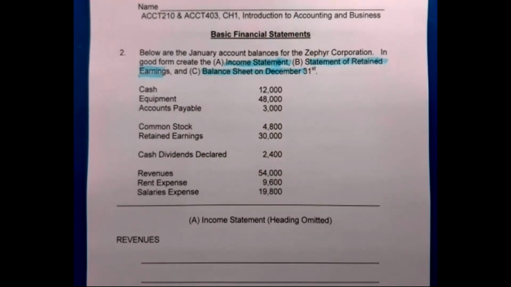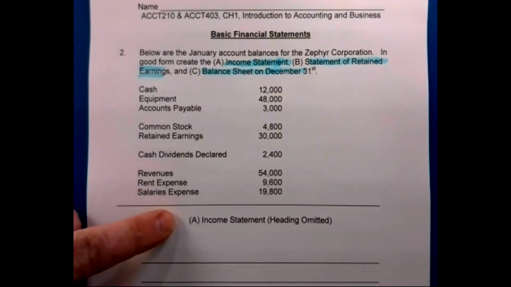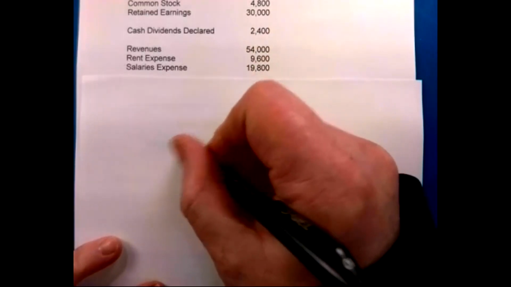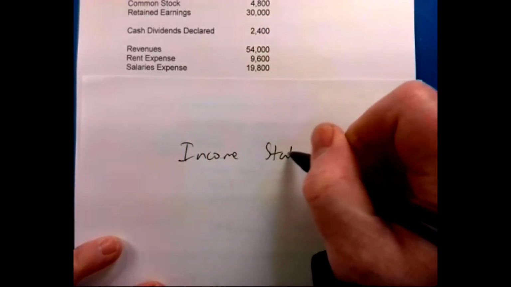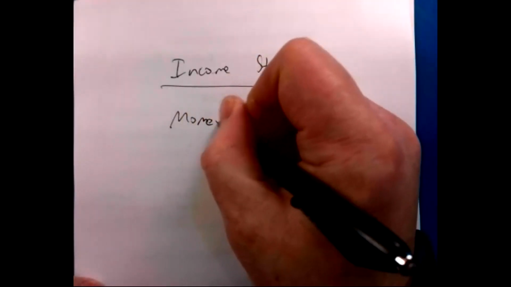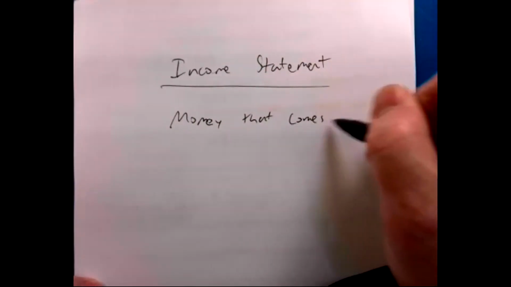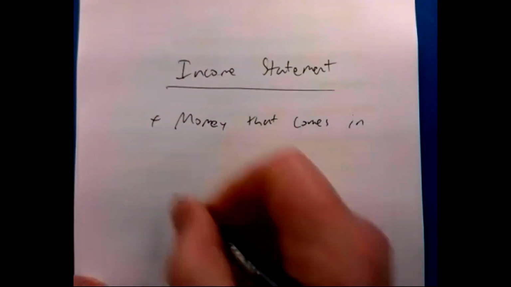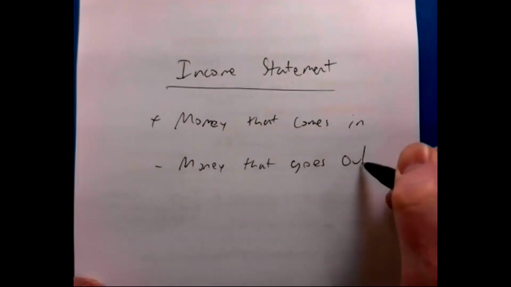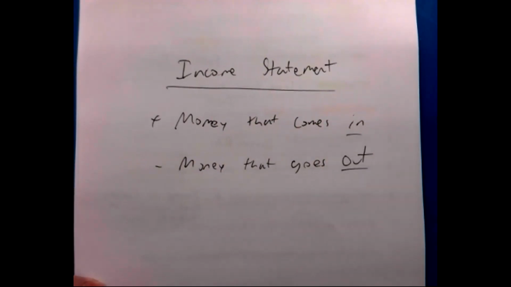Let's talk about the income statement just a little bit. It's the first one that we do, and don't worry about this up here right now. The income statement is just how much money did you make? Basically, you compare money coming in versus money that goes out. So what comes in, what goes out? That's basically what you do.